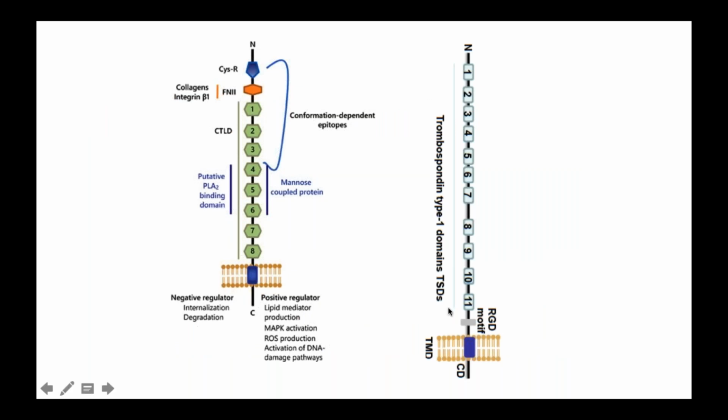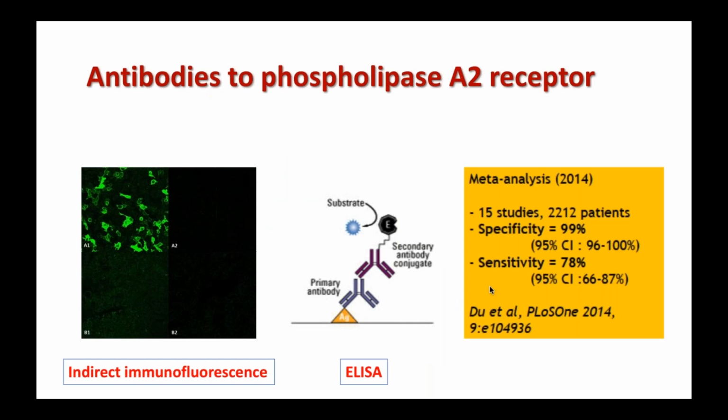And since then, we have had a second antigen identified, which is the thrombospondin type 1 domain. And so these are the two new antigens which have been identified as the causative agents of membranous nephropathy. Now, how do you identify antibodies to these two antigens? So let's take the example of phospholipase A2 receptor antibody.